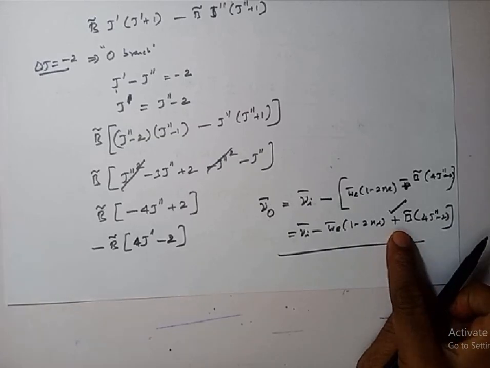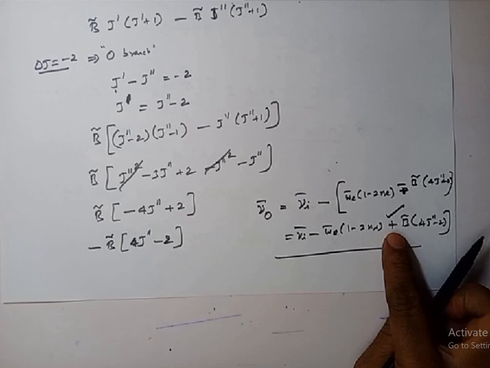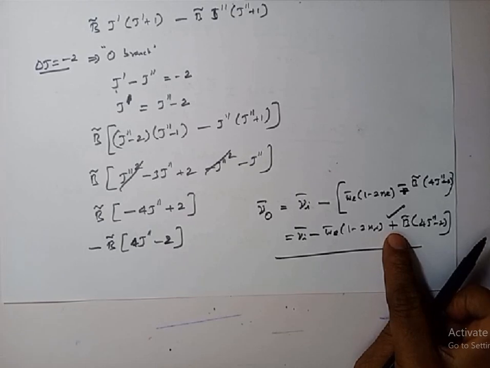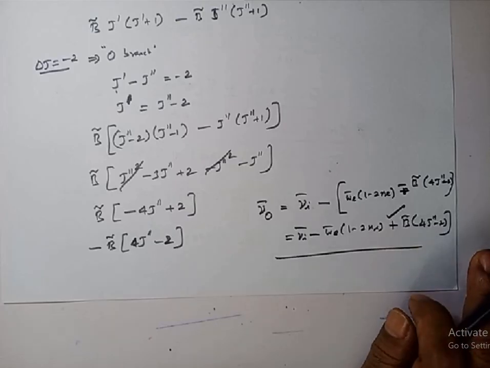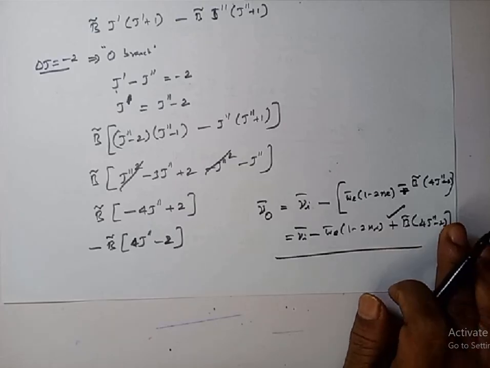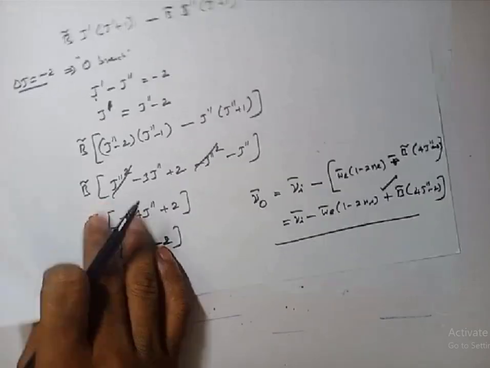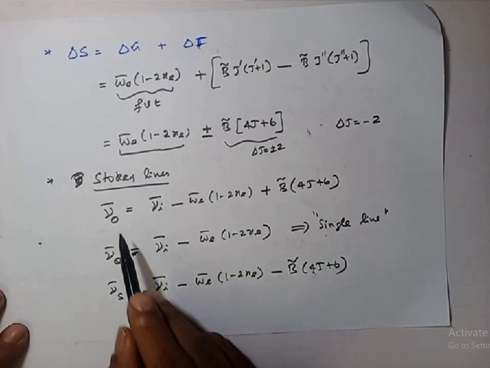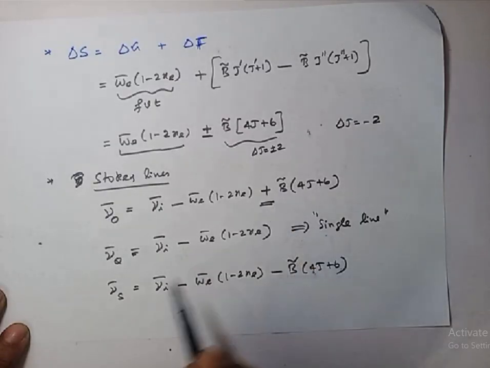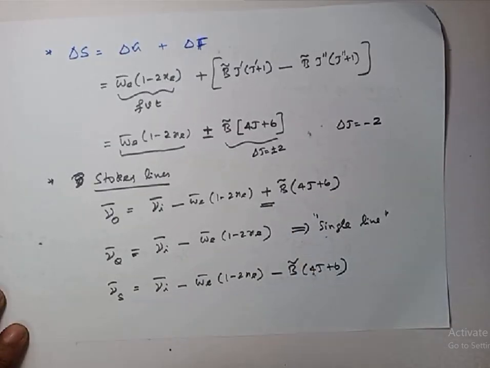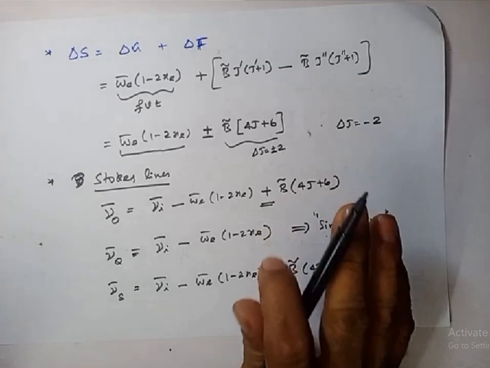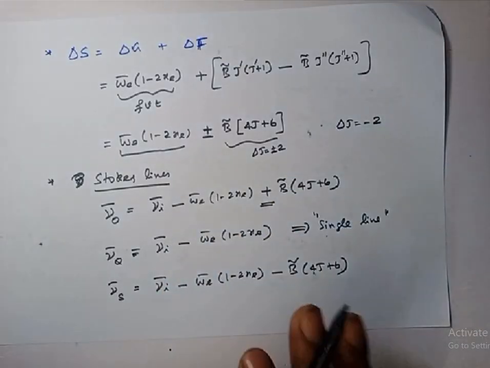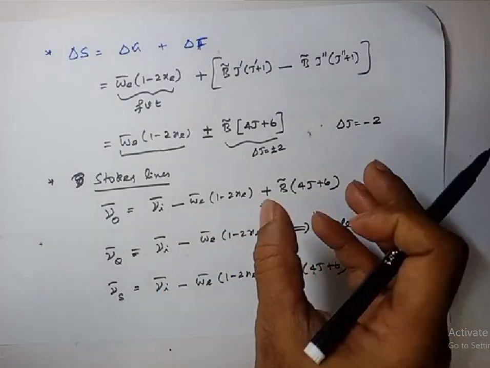Are you able to follow? Yes, sir. Right, so we get a plus sign here, and that's why I wrote it simply in this manner. For the O branch, we get a plus sign; for the S branch, we get a minus sign. I have written simply J. I didn't show J double prime and J prime. That's why I used that formula as such.